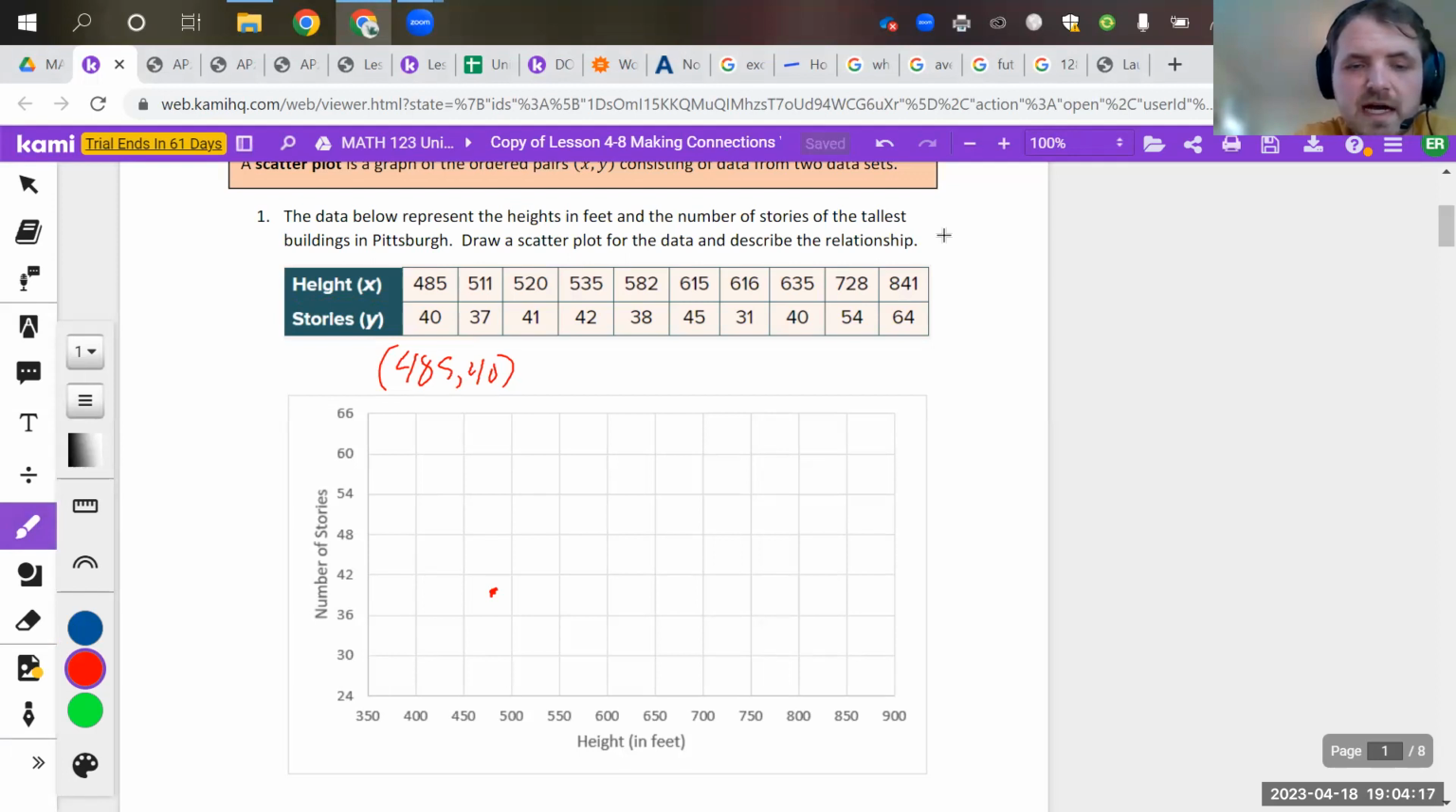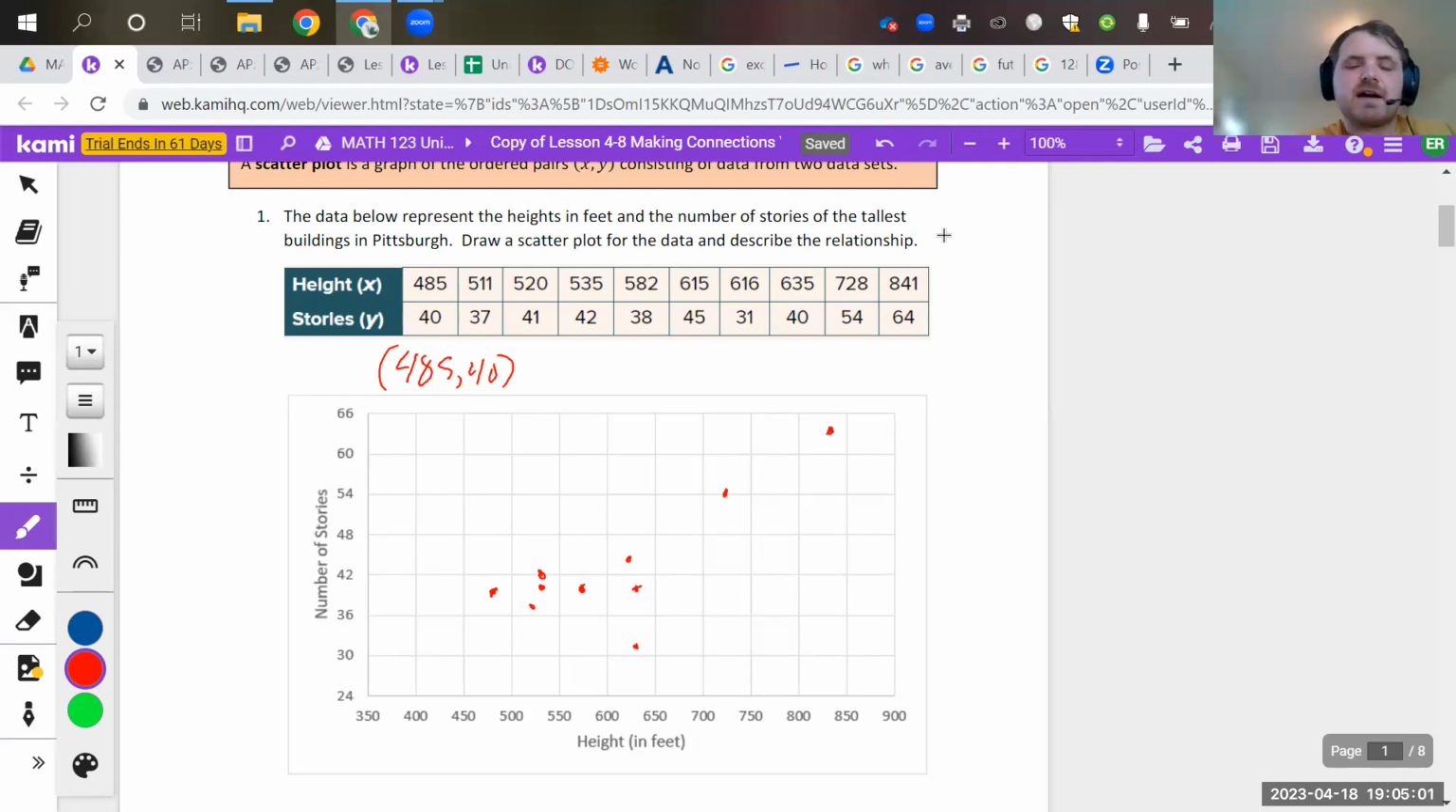Over 511 and up 37. Over 520 and up 41, over 535 and up 42, 582, up 38, 615, up 45, 616 and only up 31, 635, up 40, 728 and 54, and then 841 and 64.